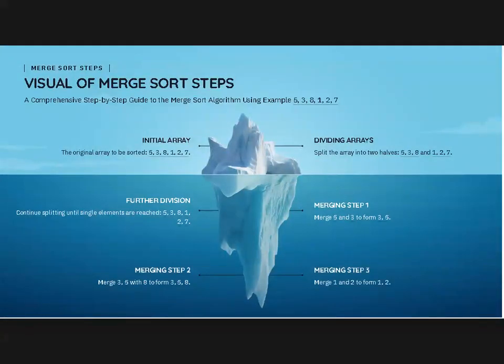For example, let's say that we have an initial array of 5, 3, 8, 1, 2, and 7. We will divide this array into two halves, the left half and the right half. The left half we are going to say is 5, 3, and 8, and the right half is 1, 2, and 7. Now again, these will be divided into another two halves, and we will perform some sorting.